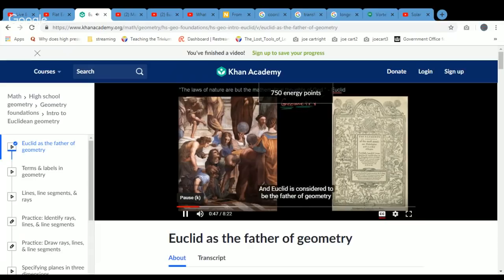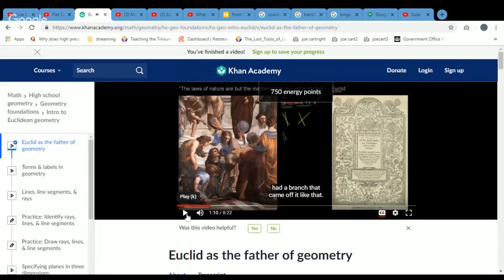And Euclid is considered to be the father of geometry, not because he was the first person who studied geometry. You could imagine the very first humans might have studied geometry. They might have looked at two twigs on the ground that looked something like that, and they might have looked at another pair of twigs that looked like that and said, oh, this is a bigger opening. What is the relationship here? Or they might have looked at a tree. They might have looked at a tree that had a branch that came off.